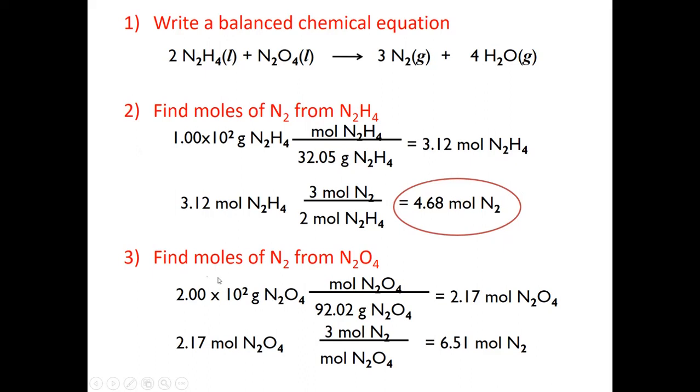And step number 3 is you need to find the mole of N2, nitrogen in the dinitrogen tetroxide, here N2O4. So basically here is 2 times 10 to the power of 2 gram N2O4. Here is the molecular mass for N2O4. Then you get the number of mole N2O4. So the 2.17 here is referring to mole of N2O4. How to get this one? This 3 is the stoichiometry. In 1 mole of N2O4, you have 3 mole of N2. So you get here 6.51 mole N2.